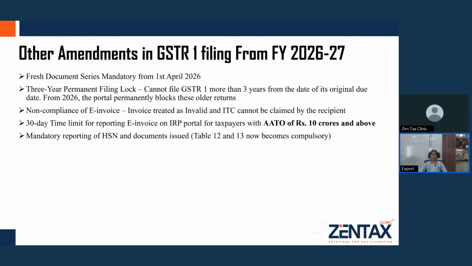One more important amendment to be noted is HSN. That is, HSN of the supplies declared has become mandatory, and for the documents issued, that is in table 13, the registered person is required to mention the number of documents issued, and the invoice series from which series to which series should be declared in table 13. And now table 12 and table 13 have become mandatory.